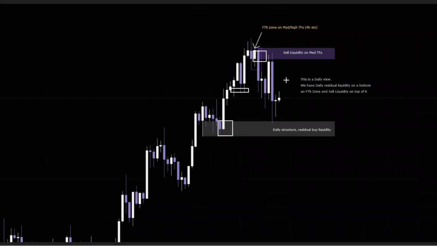You can't expect price to push past this high. Not to say it won't, but in my experience, that's the best way to go about it.